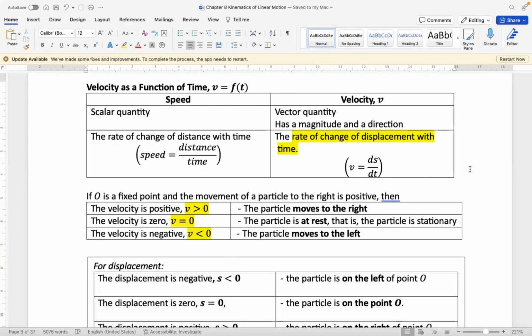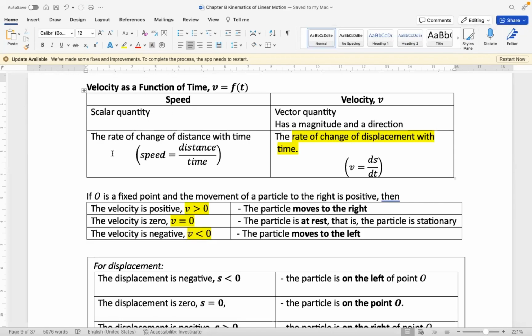Velocity as a function of time. Speed is a scalar quantity which has magnitude only. So for speed, we will only take positive answers. Whereas velocity is a vector quantity which has a magnitude and a direction. So the answer for velocity may be positive or negative, depending on its direction.